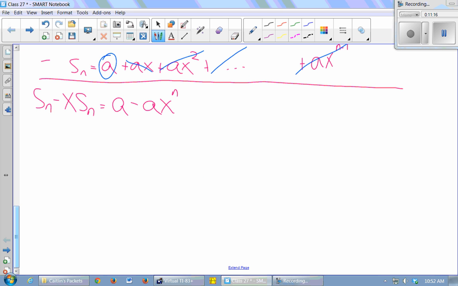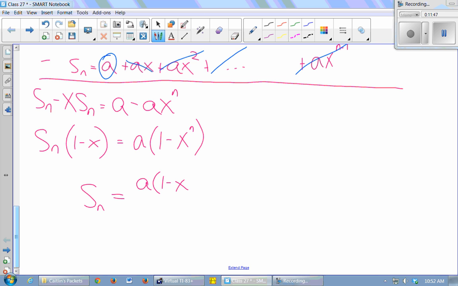Well, I'm trying to figure out what s sub n equals, right? That's the whole point. I want to know what the sum is. So let's factor out an s sub n. And I get 1 minus x over here. And if I factor out an a over here, all right, how do I get s sub n by itself? Divide. Yeah. So s sub n, the sum after n days, or n terms in my geometric sequence, is a times 1 minus x to the n over 1 minus x.